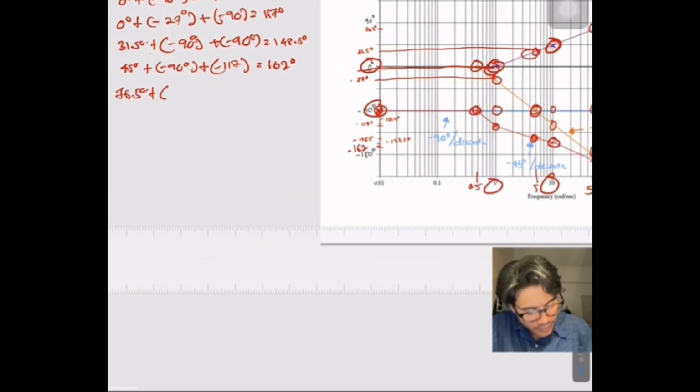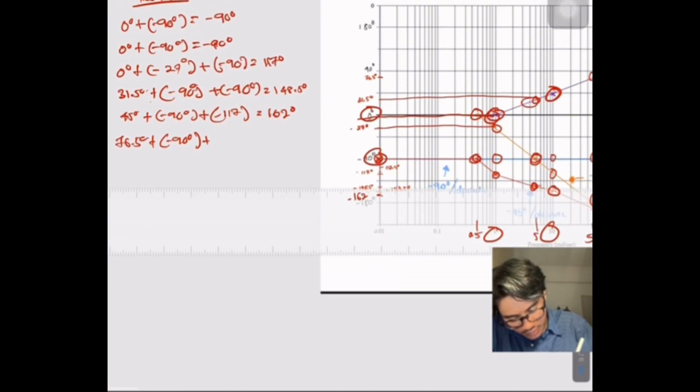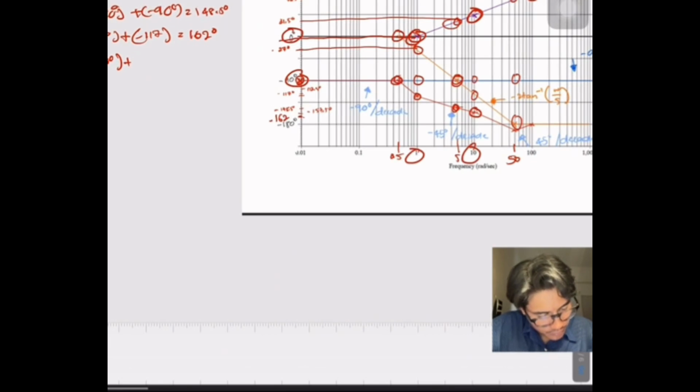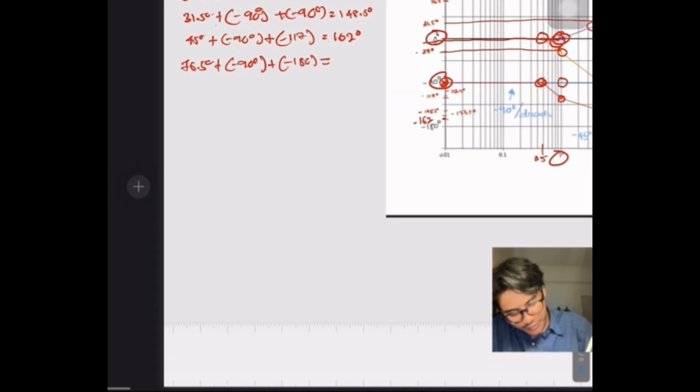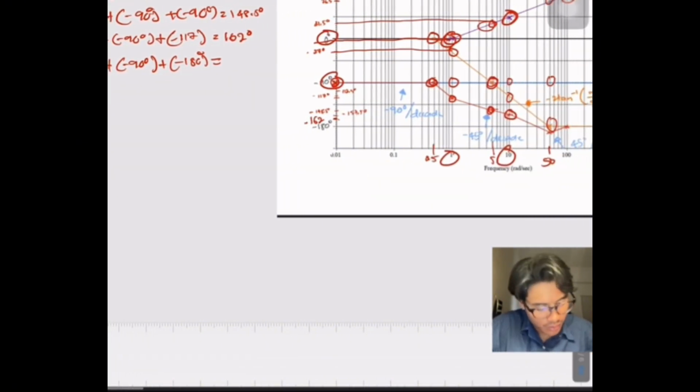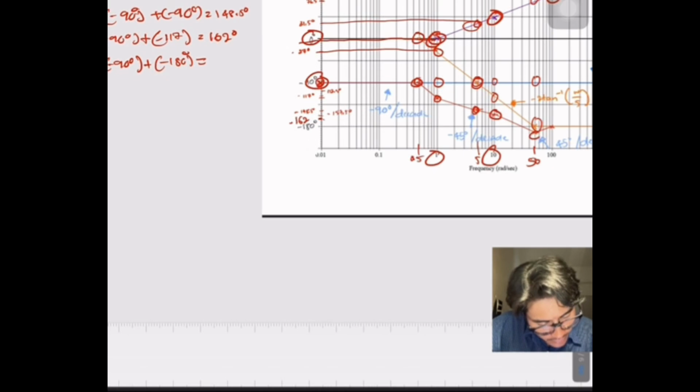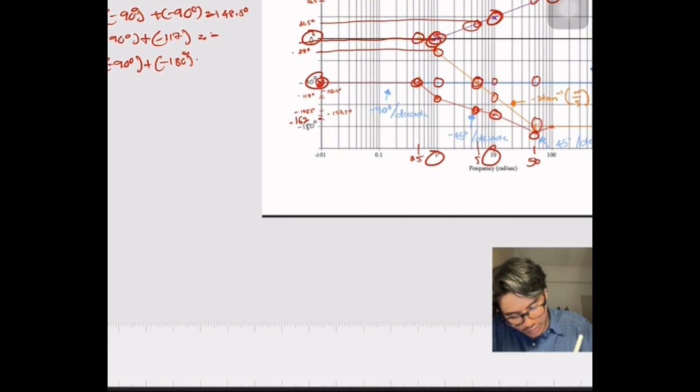76.5 plus 90 degrees plus negative 80 degrees, and 17.5 plus negative 90 degrees plus negative 180 degrees, and we get the answer, which is negative 162 degree, negative 93.5 degree.